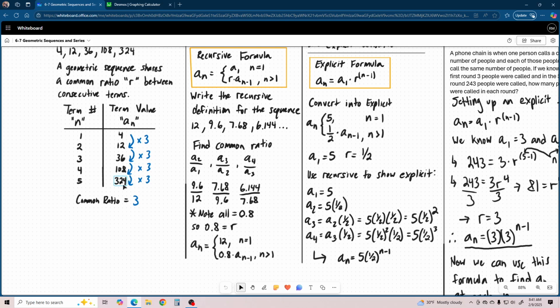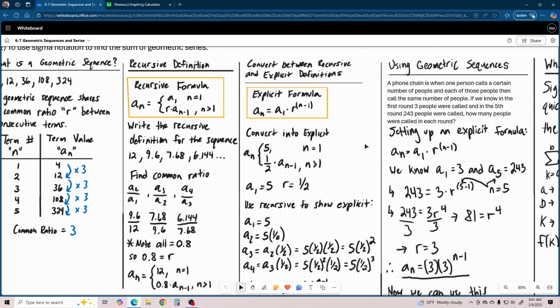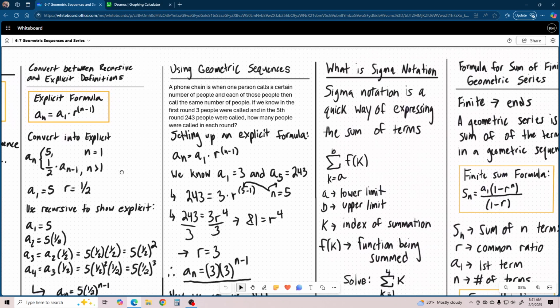And that's how we get 324, right? And that's what we're doing up here with the explicit formula. Now, like I said, if that didn't make sense, let's do a problem real quick. And then I think it'll click a little bit faster, because you'll see what I'm talking about.